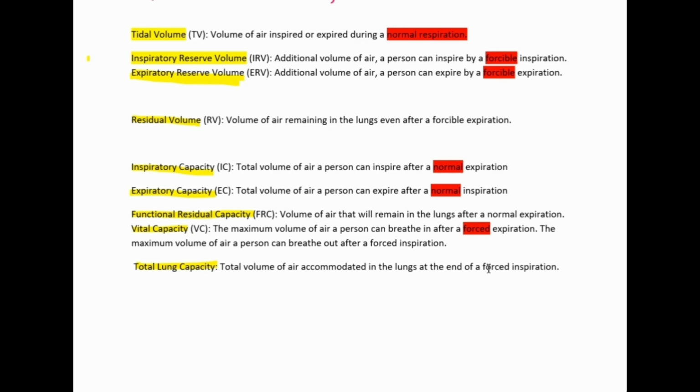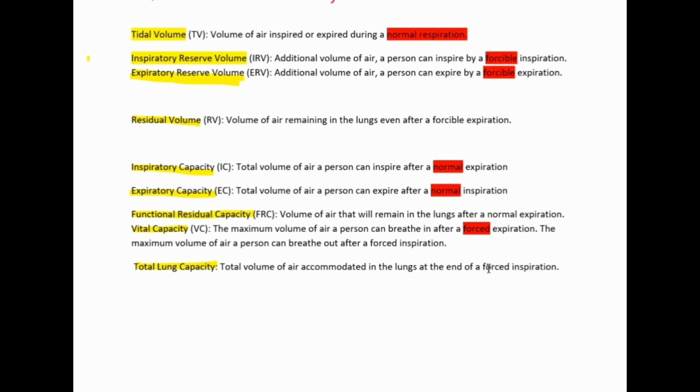So IC, inspiratory capacity, is the sum of the first two. Expiratory capacity is the sum of the second and third, whereas FRC is the sum of the last two, and VC, vital capacity, is the sum of the first three. So by this way you can proceed with a lot of calculation questions that are asked in MCQs. Now let's try to understand the definition of each of the capacities.